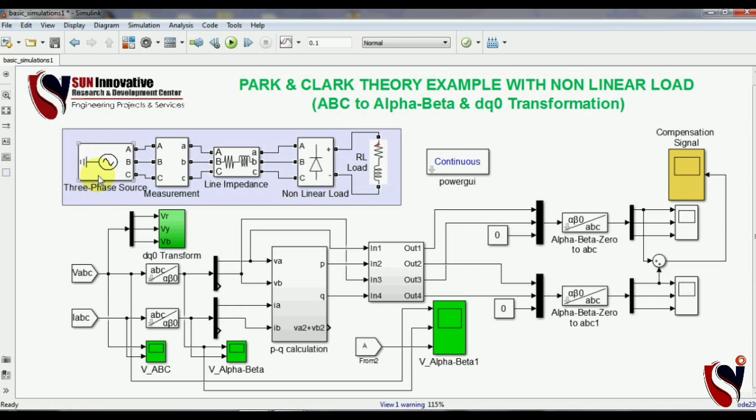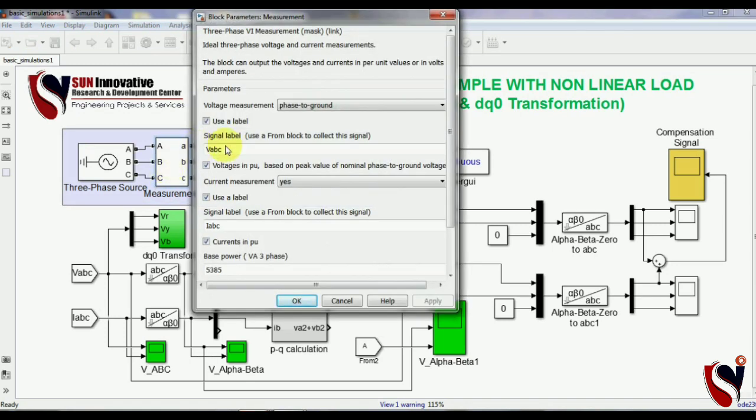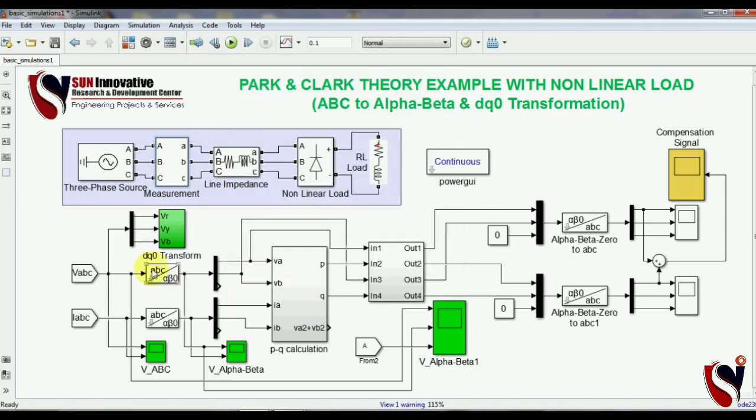Here you can see this is the non-linear load setup: a three phase source, connected with the measurement, and this is the line impedance, and this is the non-linear load, and this is the RL inductive load. From this measurement the signals give VABC and IABC, the three phase ground current and voltage. Those signals are directly transmitted over here.